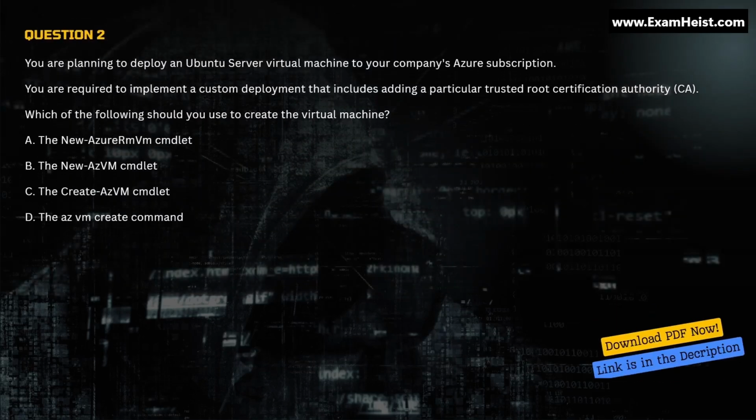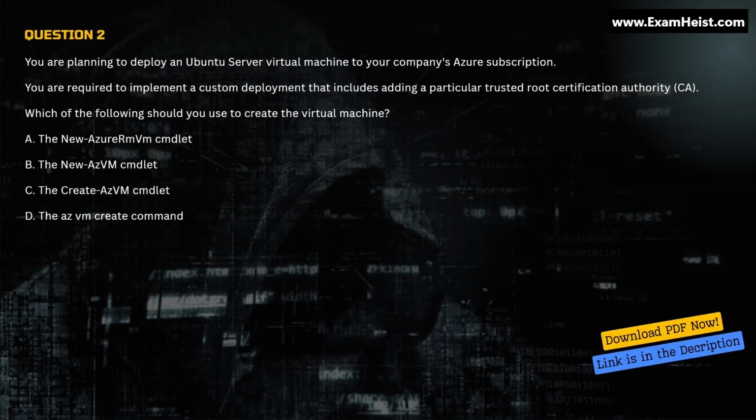Question 2. You are planning to deploy an Ubuntu server virtual machine to your company's Azure subscription. You are required to implement a custom deployment that includes adding a particular Trusted Root Certification Authority, CA. Which of the following should you use to create the virtual machine? A. The New-AzureRmVM cmdlet. B. The New-AzVM cmdlet. C. The Create-AzVM cmdlet. D. The az vm create command.